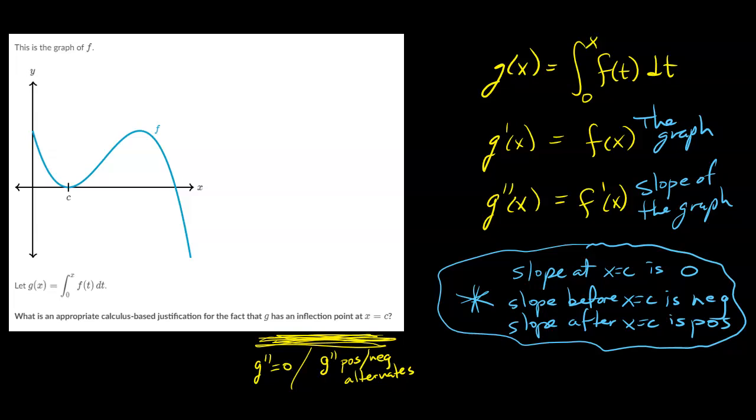Because this was very similar to the last one, the slopes of our picture represent g double prime. And we were supposed to say, what's a way to prove that g has an inflection point at c? Well, going by our graph, the slope at c is 0. So that makes it a PIP, a possible inflection point. The slope before it and the slope after it alternate, negative to positive in this case. So that makes it an inflection point, and that would be the calculus-based reasoning.